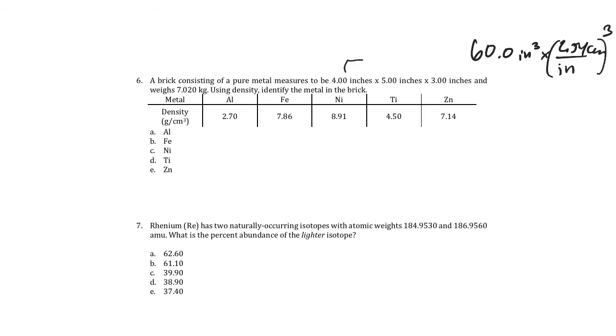Our density is mass per unit volume, so we could take the mass and divide it by the volume. So 7,020 grams to calculate in grams per cubic centimeter. So this might look like 7020 divided by the quantity of 60 times 2.54 cubed, 2.54 caret 3.